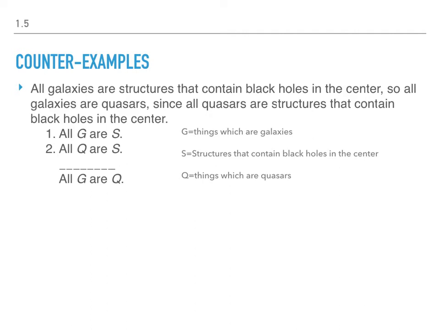So now we have the argument form. We've taken the English, we've taken the particular things that the argument is talking about, and replaced them with just placeholders for categories of objects. And now we can see what propositions these sentences are really expressing. So they're expressing these categorical statements, relating these categories of things, G, S, and Q. Now, we know that this is an invalid argument. We were told that at the beginning.